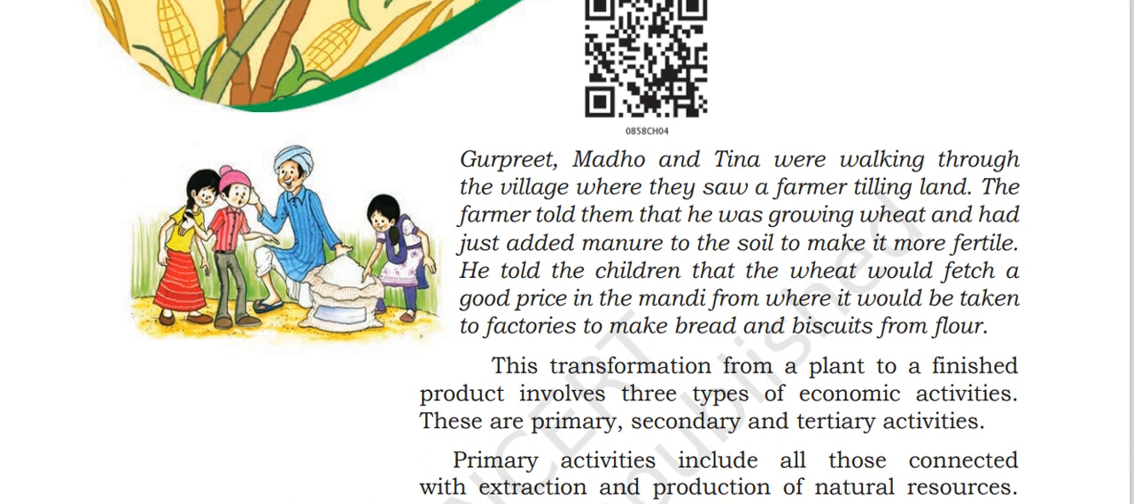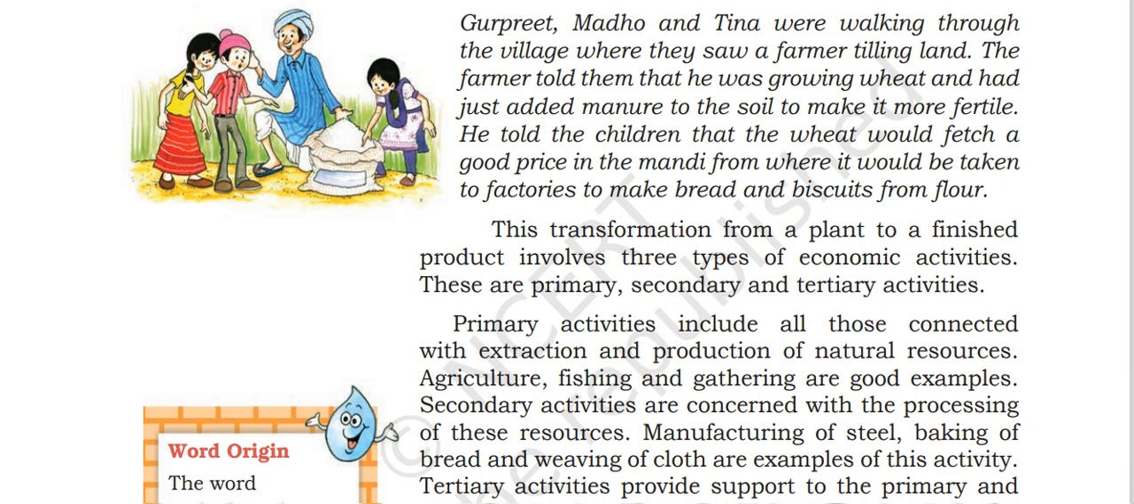This transformation from a plant to a finished product involves three types of economic activities: primary, secondary, and tertiary. Primary activities include all those connected with extraction and production of natural resources. Agriculture, fishing, and gathering are good examples.